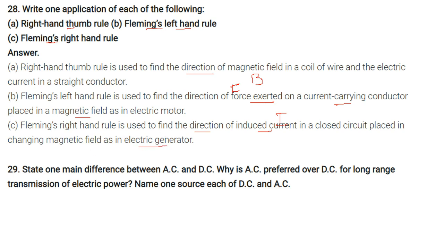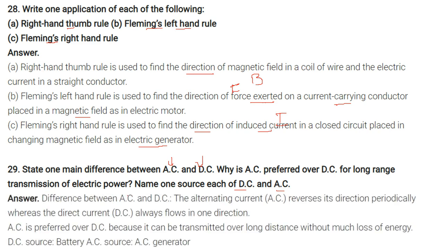State one main difference between AC and DC. Why is AC preferred over DC for long range transmission of electric power? Name one source each of AC and DC. The difference is that alternating current reverses its direction periodically, while direct current always flows in one direction. AC is preferred over DC because it can be transmitted over long distances without much loss of energy. This is important. A DC source is a battery and an AC source is an AC generator.